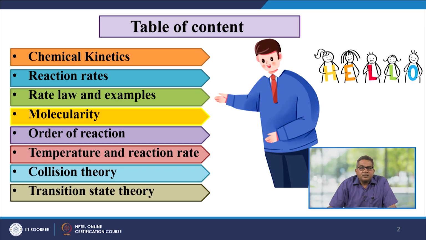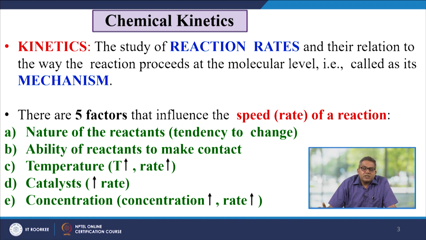In this segment, we are going to deal with chemical kinetics, reaction rates, rate law and examples, molecularity, order of reaction, temperature and reaction rate, collision theory and transition state theory. Now, first, let us take up chemical kinetics. What is kinetics? Kinetics is the study of the reaction rate and its relation to the way a reaction proceeds at the molecular level, which is called the mechanism.